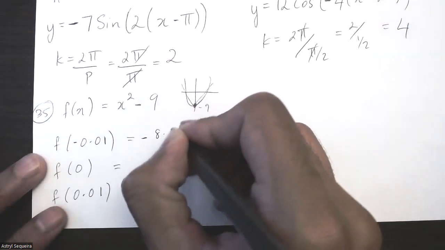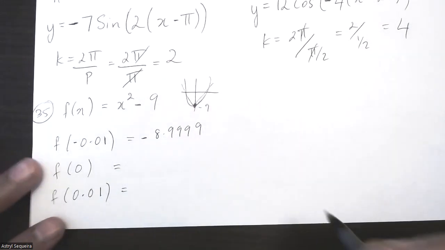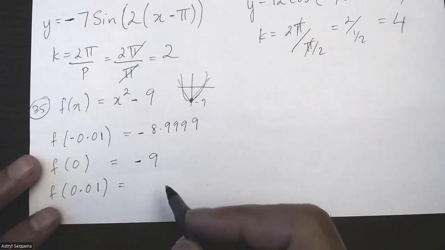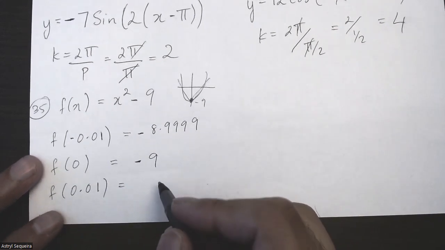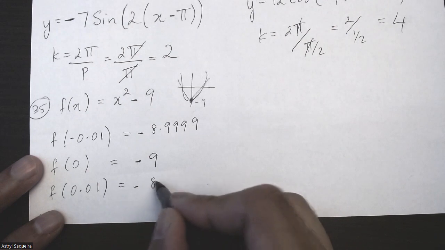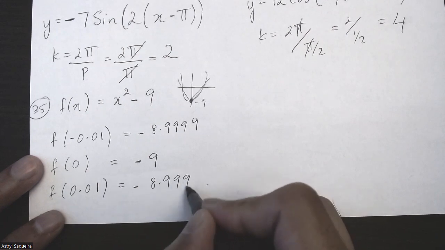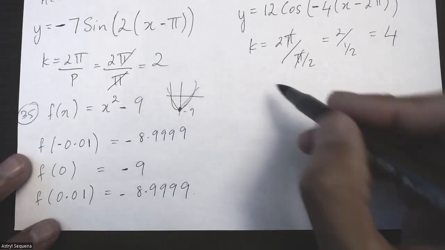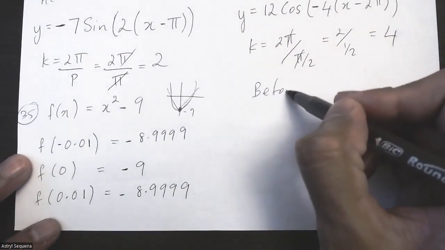I get negative 8.9999. Make sure you take at least 4 decimal places here. F of 0 is just negative 9, and f of 0.01 is also negative 8.9999. Okay, so now I want to find the IROC before.